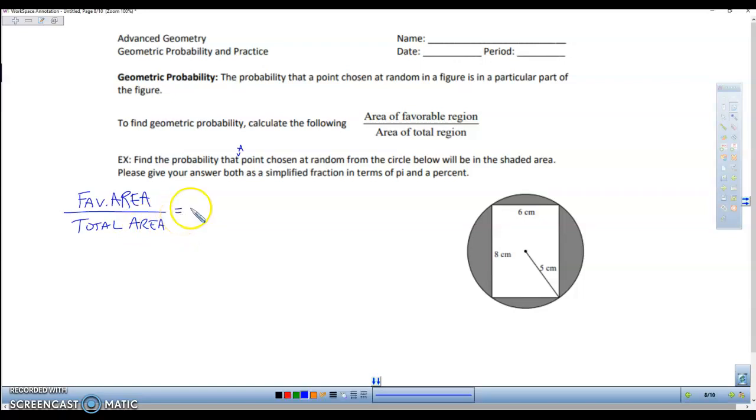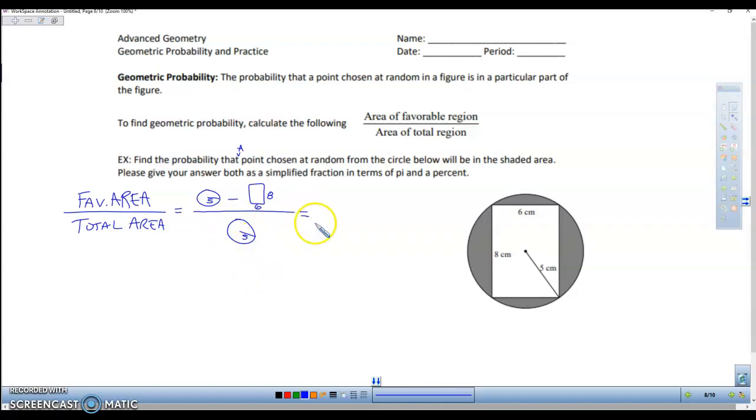So the area of the favorable region there is just the shaded area, which is everything inside the circle except for that rectangle. So that favorable area is the circle minus the rectangle. Now that circle has a radius of 5, and the dimensions of that rectangle are 6 and 8. The total area, it says a point chosen at random from the circle, so the total area is the entire circle with the radius of 5.